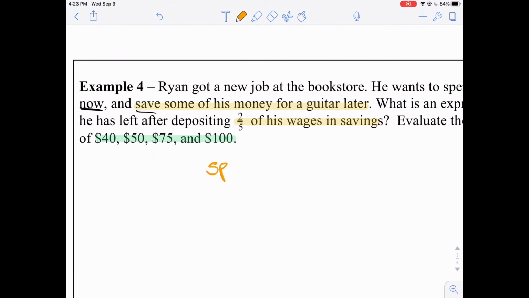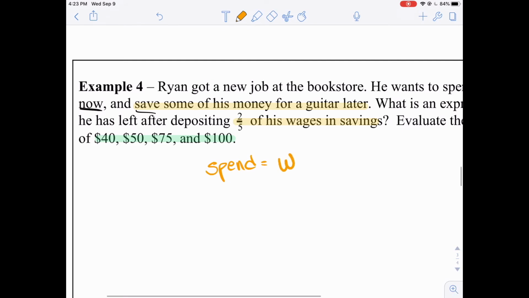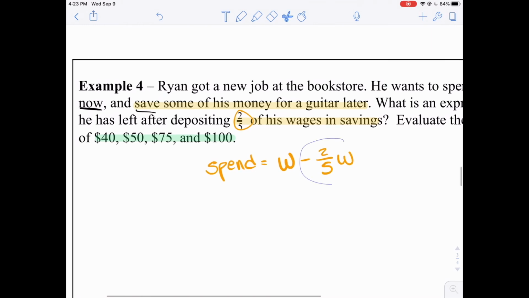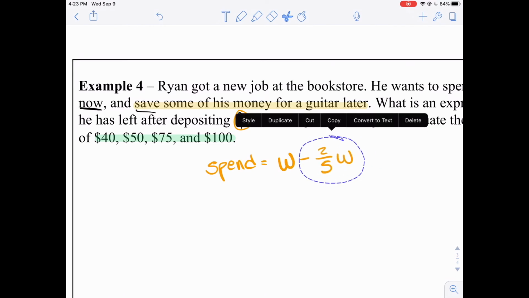So he can spend, it says 2/5 of his wages and savings, so he can spend whatever is left. So if we start out with wages, he'll get rid of 2/5 of that by putting it in savings. So he can't spend 2/5 of his wages because this stuff is in the bank. It's not available. So we're going to take it away by minusing it out.